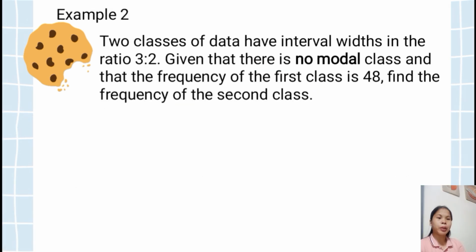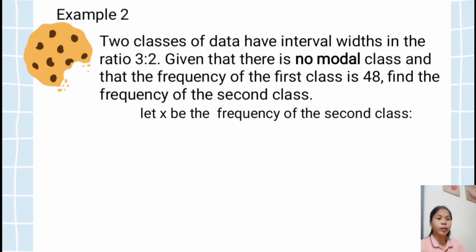Let's have example number 2. Two classes of data have interval widths in the ratio 3:2. Given that there is no modal class and the frequency of the first class is 48, find the frequency of the second class. So no modal class means that the frequency densities of the two classes are equal. So class frequencies are in the same ratio as interval widths.